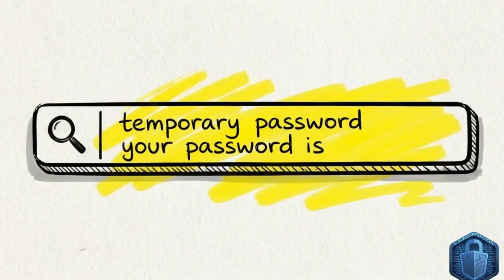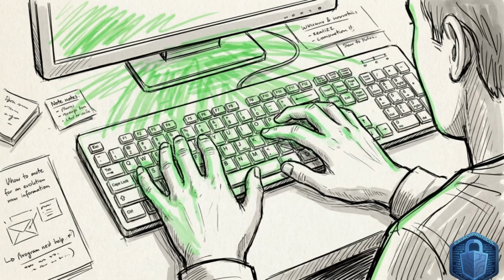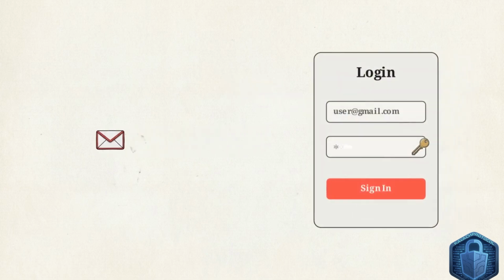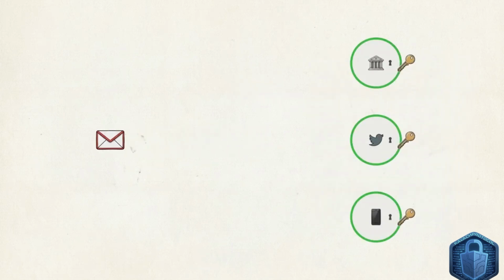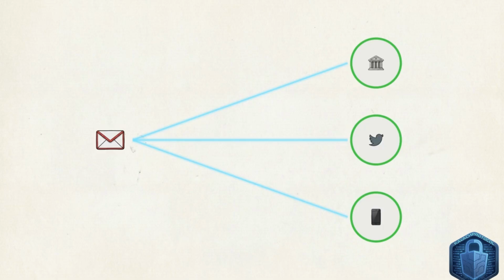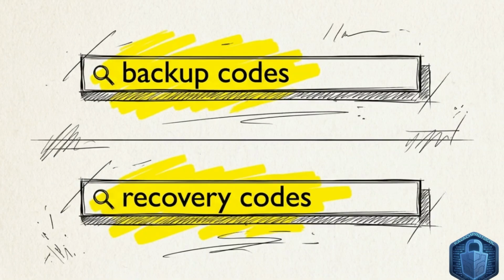Step 1. Go to your Gmail search bar and type exactly this: temporary password or your password is. Review the results and delete them. Attackers run these searches immediately upon gaining access. They allow for the rapid reconstruction of passwords for older services or secondary accounts you may have linked to this address.